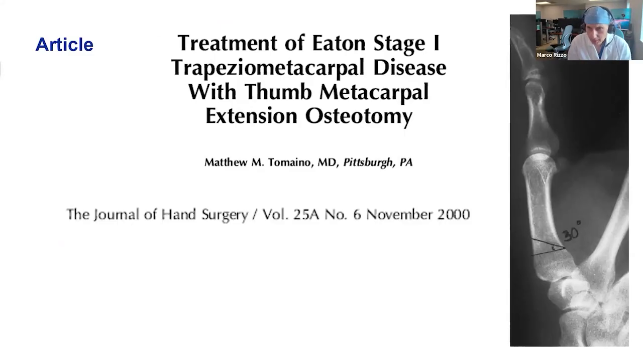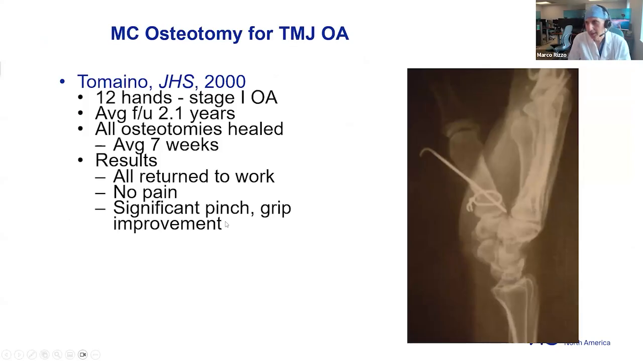for basal thumb arthritis. And I was a resident in training when I first saw this article from Matt Tomeno looking at this technique for early arthritis. And they basically looked at 12 hands and had about a 2.5-year average follow-up, and all of them healed at about 7 weeks, and all were able to return to work and had moderate or complete improvement of their pain and a notable improvement in their functionality.